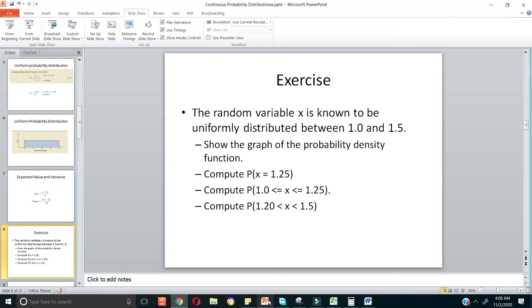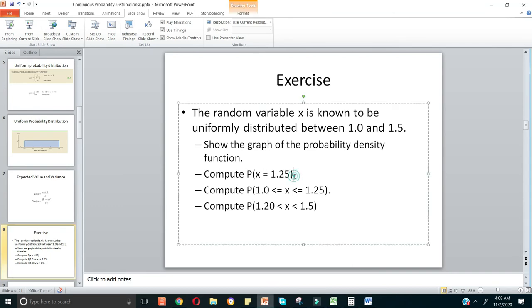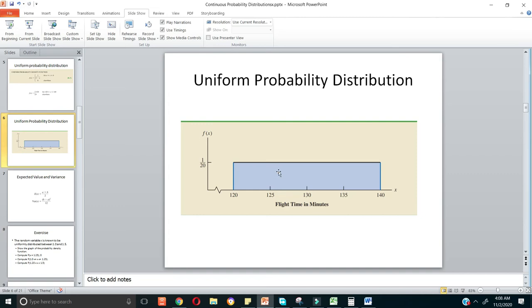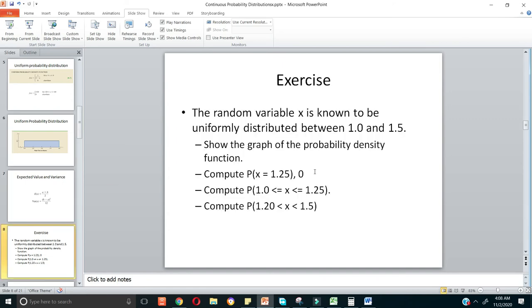Then let's see, what else do we have? We want to compute the probability that x is equal to 1.5. This is really easy. The probability is 0. We said that the probability that it assumes a specific value is 0, because remember, we are using integral calculus. If you collapse to a specific value, the area under the graph at a specific point means you have no interval. So the interval is 0, meaning the area is 0, and the probability is 0. This comes from integral calculus.